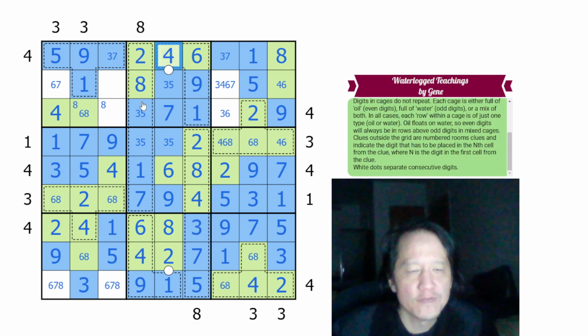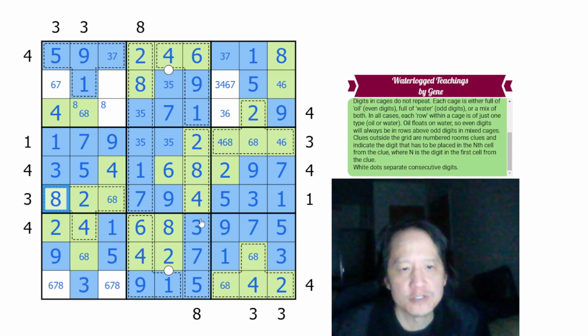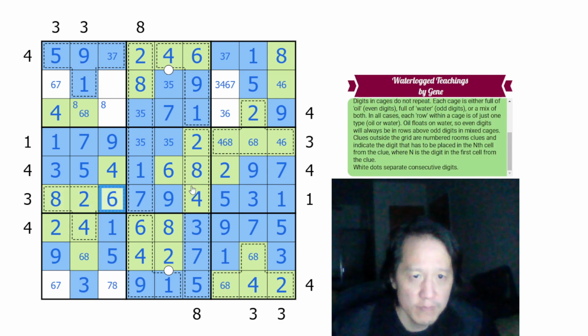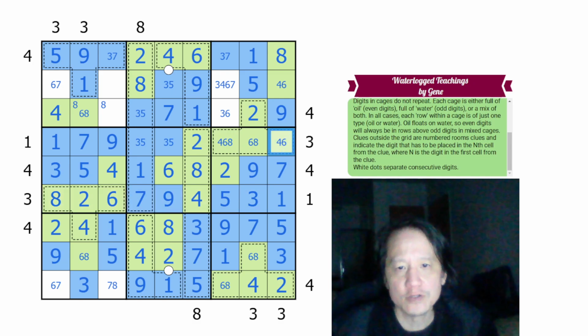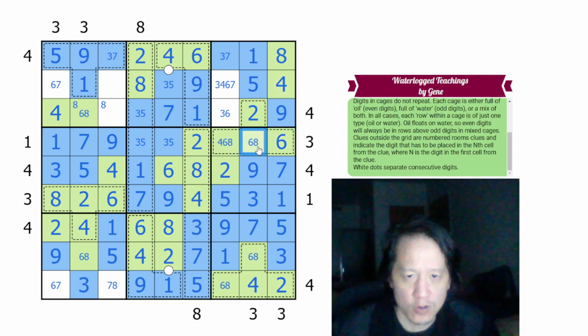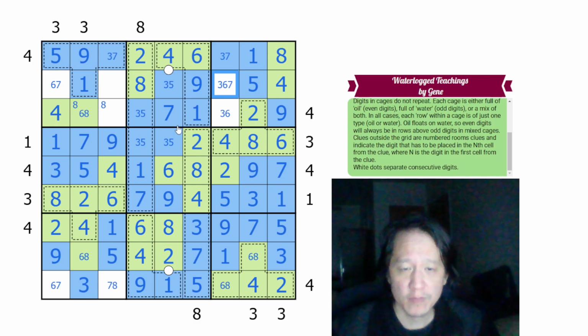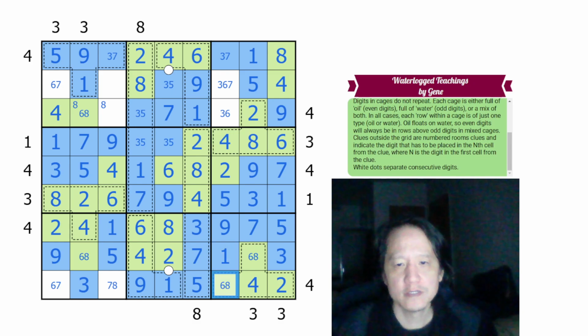So the 4 is in the 5th position, 3 is in the 9th position. Okay, so 3 has to be in the 8th position here. So this is 8, this is 6. This cannot be 8. This cannot be 6. 3 is not in the 4th position here, so this has to be 6, which makes that 4. That makes this 8 and this 4, so this can't be 4. So we have 3, 6, and 7 here, which makes this 8. This 6, which makes that 8.